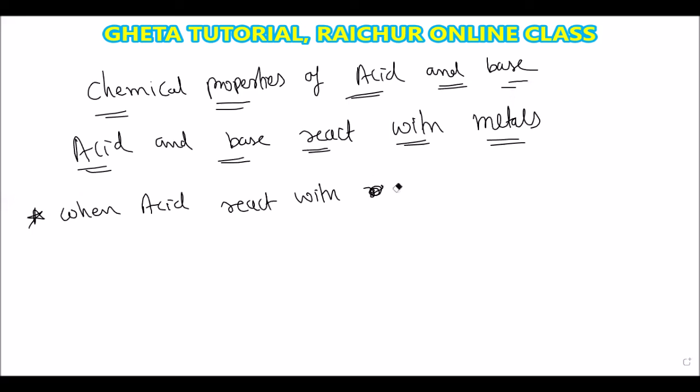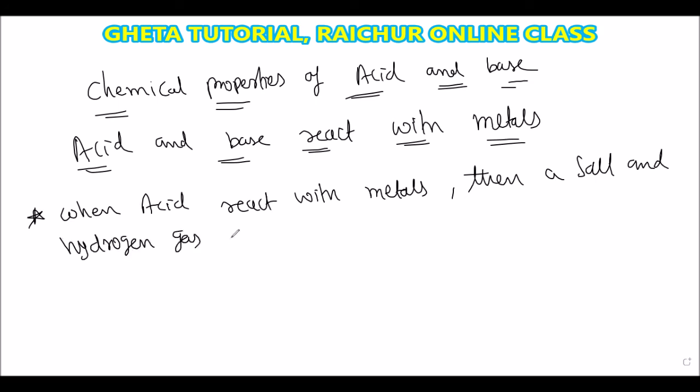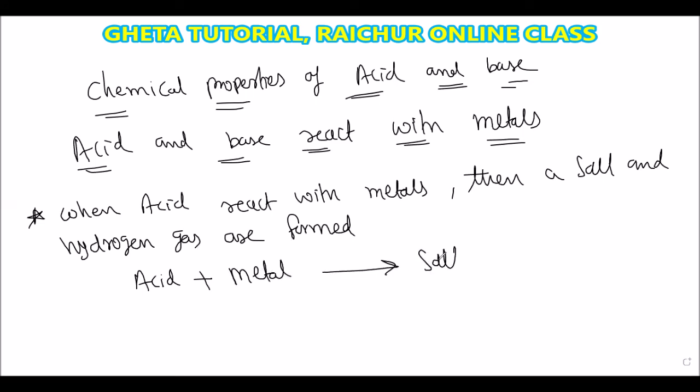Salt and hydrogen gas will be produced. When acid reacts with metals, then a salt and hydrogen gas are formed. Nothing but acid plus metal gives rise to salt plus hydrogen gas. Okay. So I will write a very easy example here.